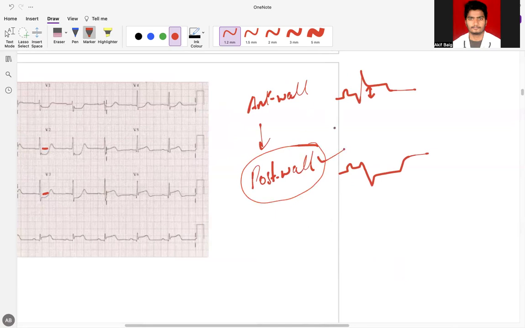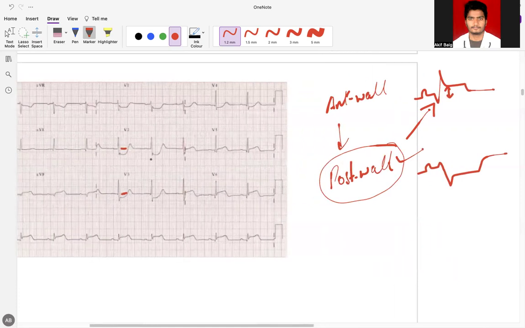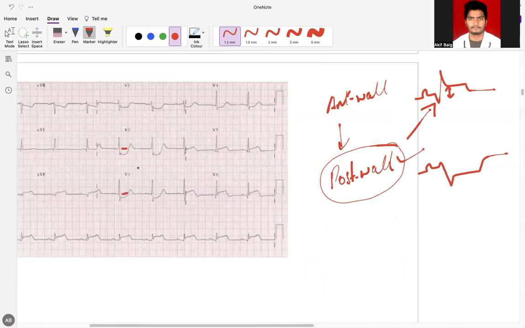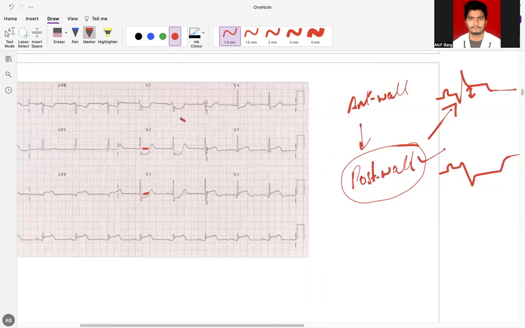So what will happen is that the ECG changes will be seen in the posterior wall and the reciprocal changes will come in the anterior wall. You can see here there is ST segment depression in the leads V2 and V3. And since in the routine ECG we do not take posterior leads, you will only see the reciprocal changes in the anterior leads, that is V2 to V3. There will be ST segment depression with an upright T wave.